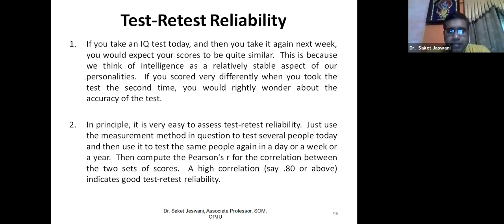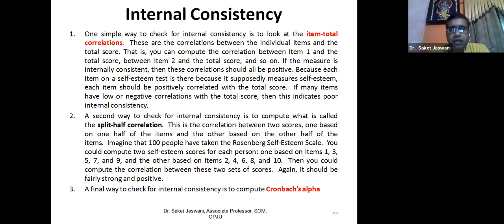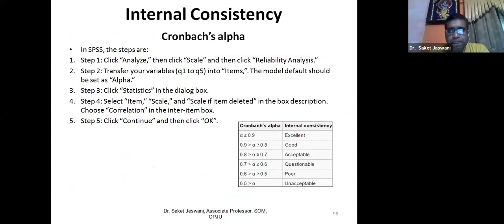Internal consistency is basically Cronbach's coefficient alpha, if you have heard the name. This is the most important tool to check the internal consistency reliability of the instrument. Generally, in research, we use internal consistency reliability through Cronbach's coefficient alpha only.